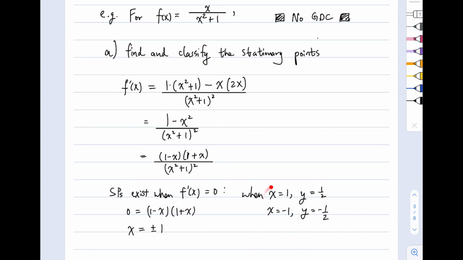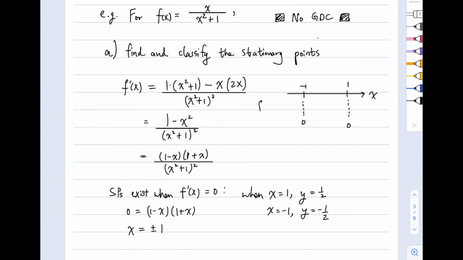The issue is we haven't classified them, meaning we haven't told the reader whether these are local maxes, mins, or inflection points. For that, we're going to make a sign chart. This is very similar to what we did last time. We're going to make a sign chart, put in -1 and +1. At -1, the derivative has a value of 0. At +1, the derivative has a value of 0.